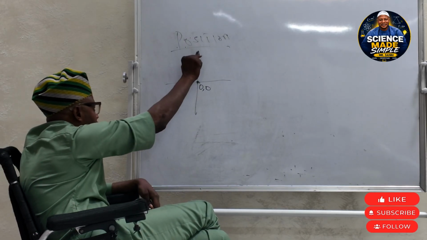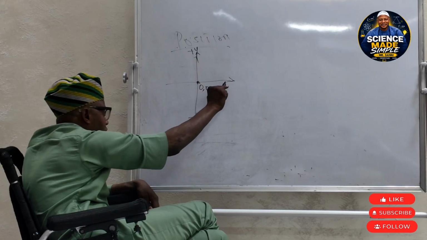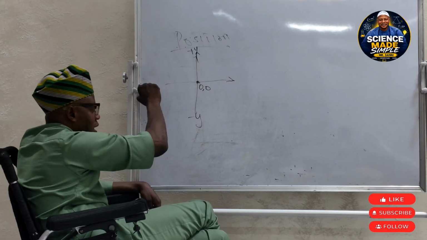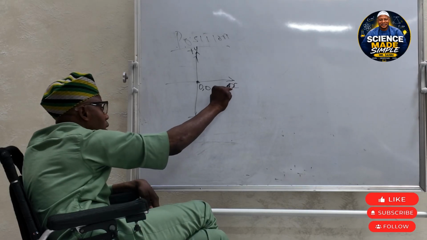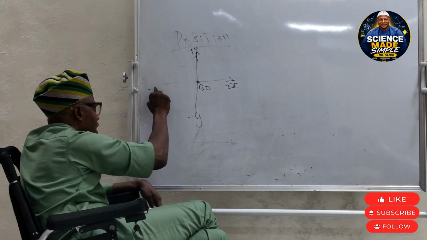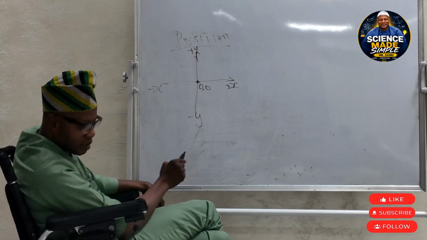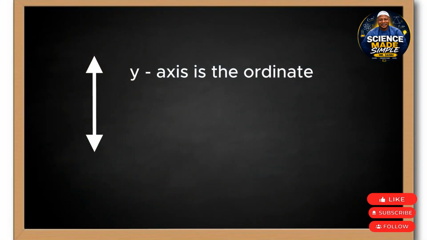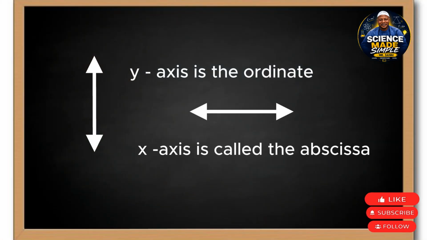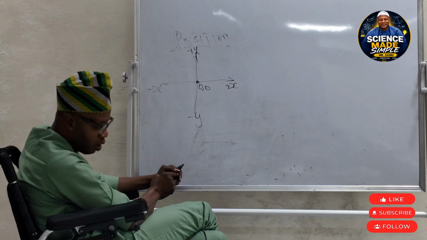This is positive y. This is negative y. This is the x-axis, the y-axis. Positive x, negative x. So the y is the ordinate. The x is called the abscissa. The x-axis, abscissa. Y-axis, ordinate.